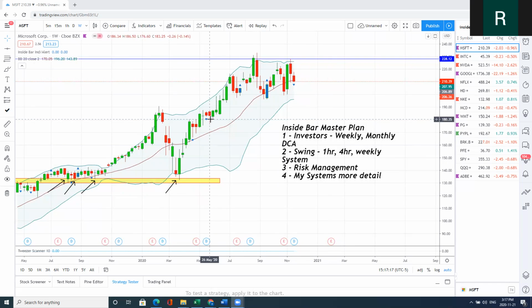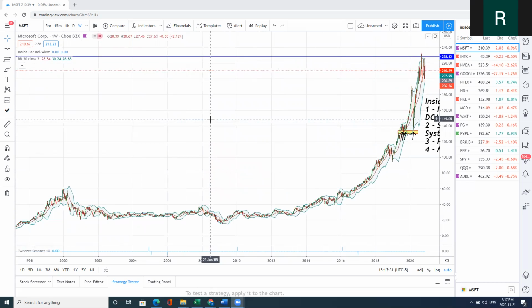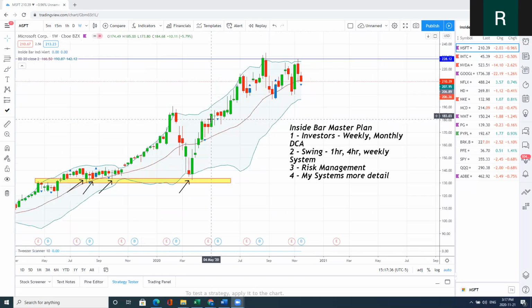What I've been doing some studying and researching on is using inside bars as our signals for getting into position. So the first thing we have to determine is obviously the trend, right? So if we go back and look at Microsoft, just zoom out, we can clearly see that this thing is in an uptrend, right? So you want to find stocks that are in this type of trend because this strategy that I'm presenting is always, from an investor side, long.